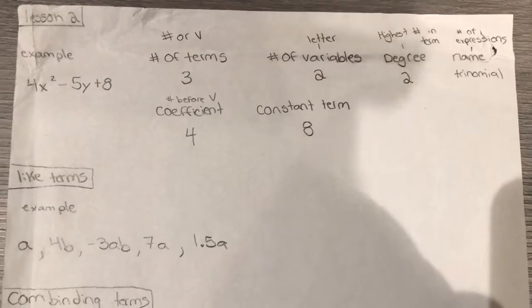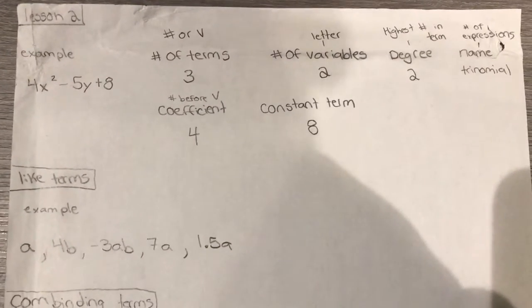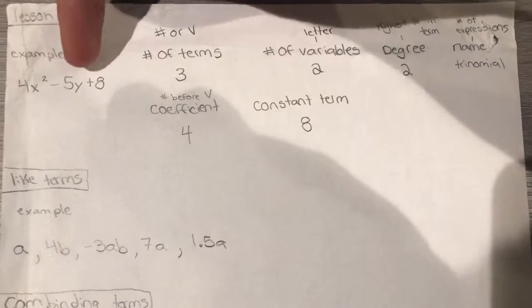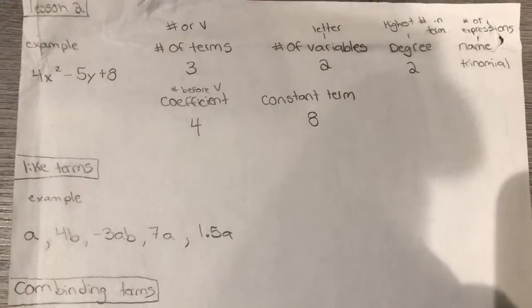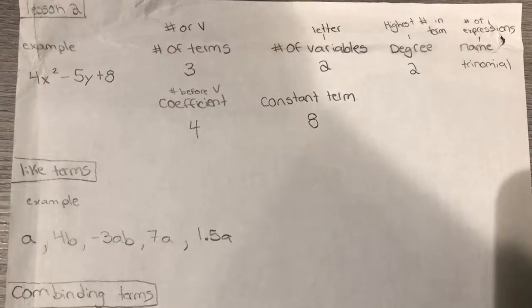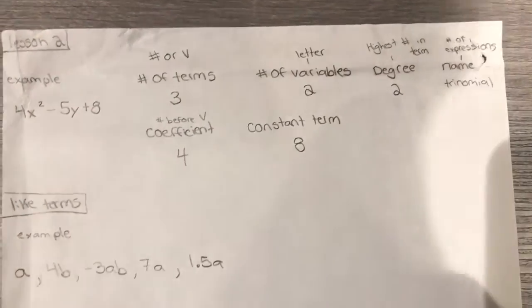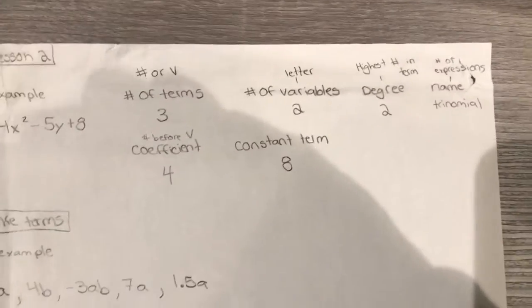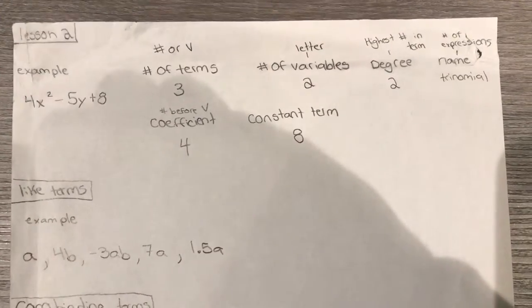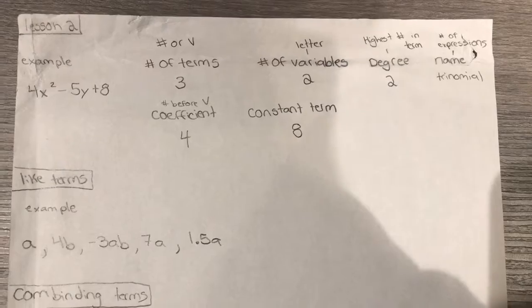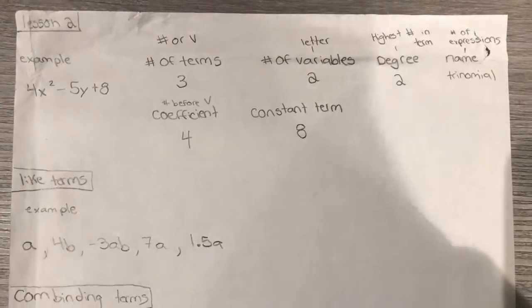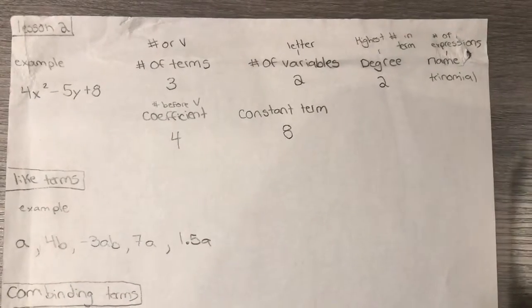and y. The degree is the highest number in a term. So this one has an exponent of 2, this one has 1, and this one has 0. So the one with 2 is the highest, so that would be the degree. The name depends on the number of terms in an expression, and it's a trinomial. The coefficient is the first number, and it is usually before a variable, so it would be 4, and the constant term is a number without a variable, so it's 8.